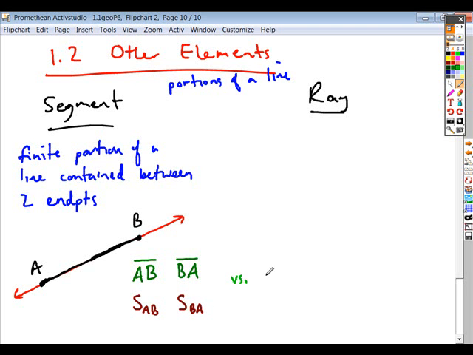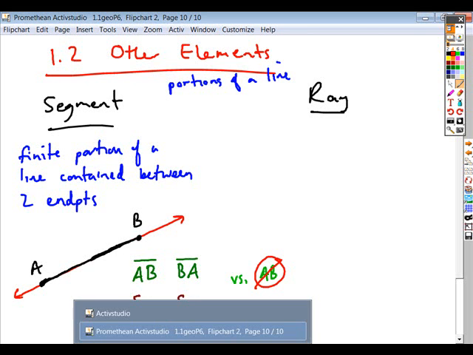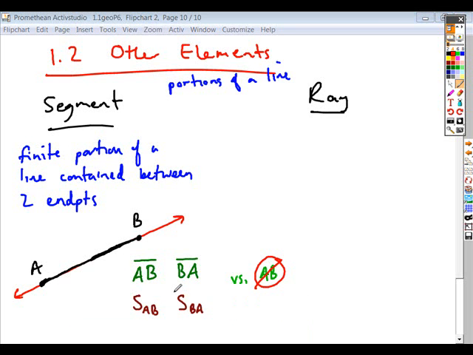Make sure you understand that there is a difference between the correct way to designate a segment and just the endpoints AB. If you have the endpoints AB, that means it's the distance between these two points. It's not the segment itself. So you can't name a segment without placing the bar across the top or putting it as a subscript under the S.